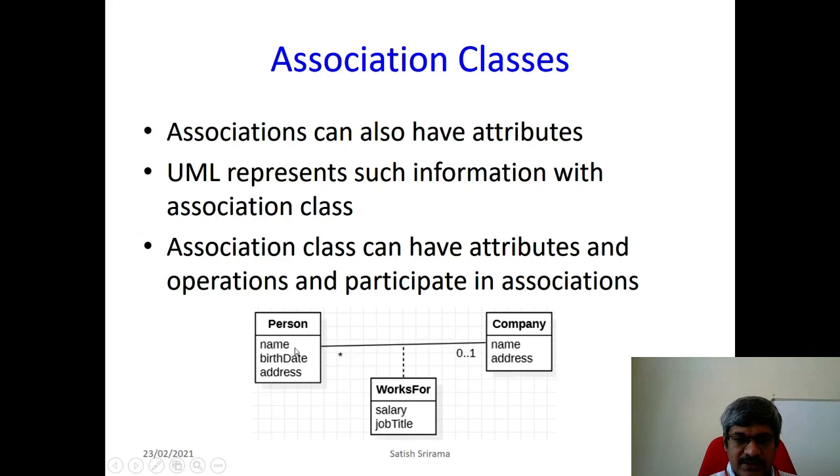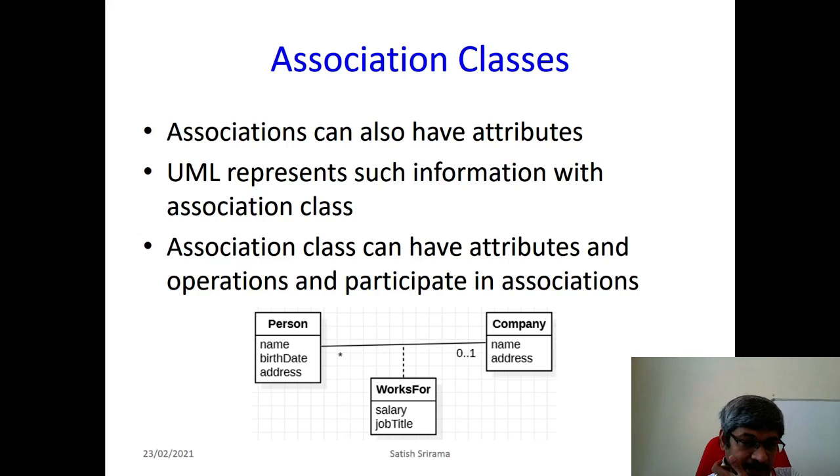Here you can see a person has a name, birth date, and address, and similarly a company has a name and address. But a person works for a company, then he has a certain job title and a certain salary associated, isn't it? So you have to represent this sort of relation, the association, using association classes.